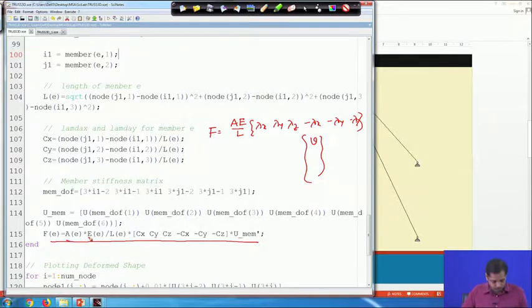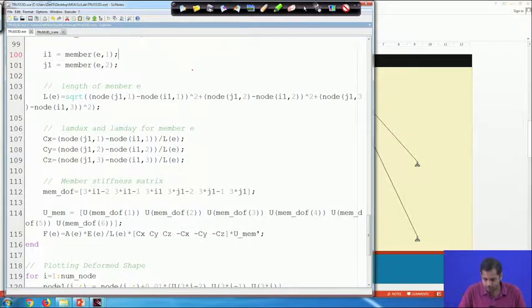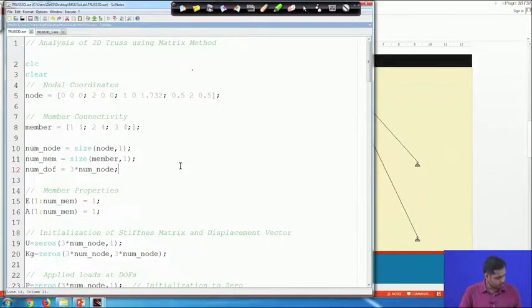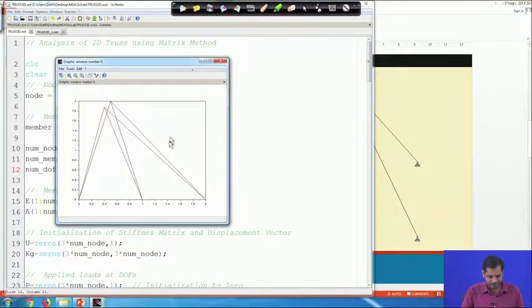Now, once we have the member stiffness, we have all the information required for the analysis: support reactions, displacement, and the member forces. Now, let us run it and see the result. Coordinates and everything are given here. So, run it. This is the plot.